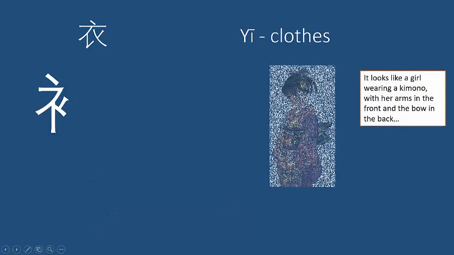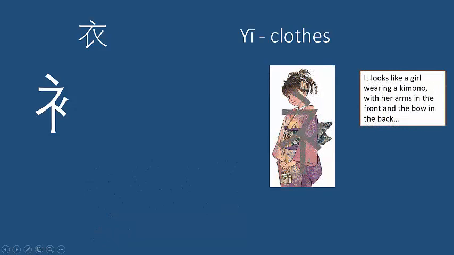I think it looks like a girl wearing a kimono. So you have the girl's head and her shoulders and her hands in front, and then a big bow in the back and her legs at the bottom. And that is the clothing radical.